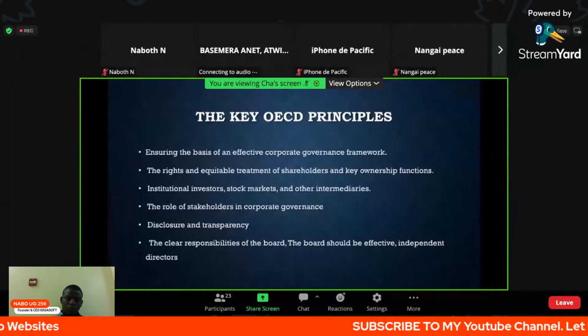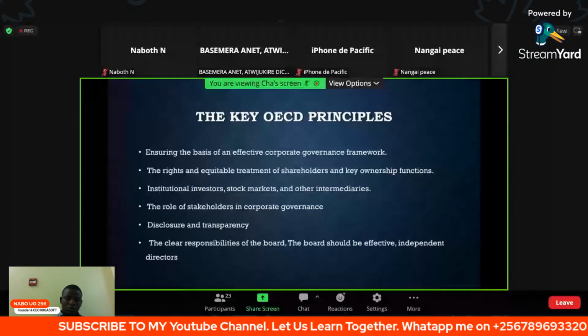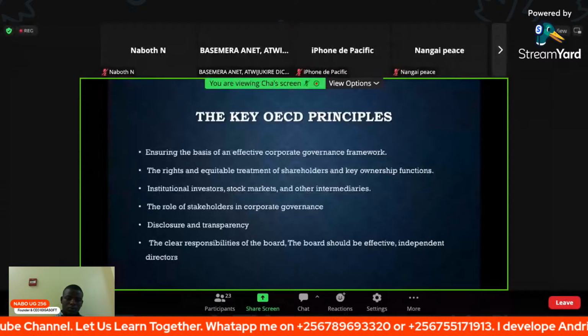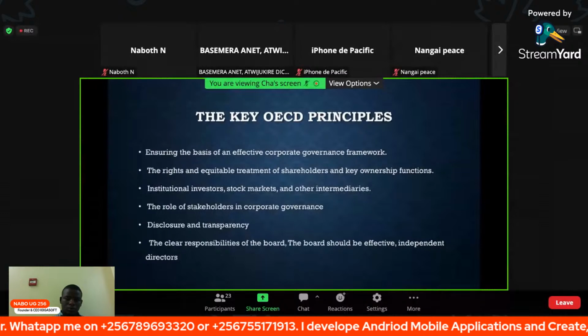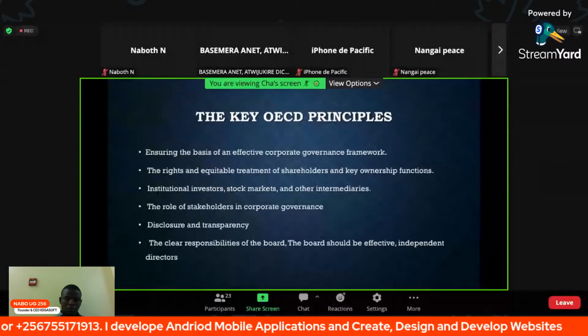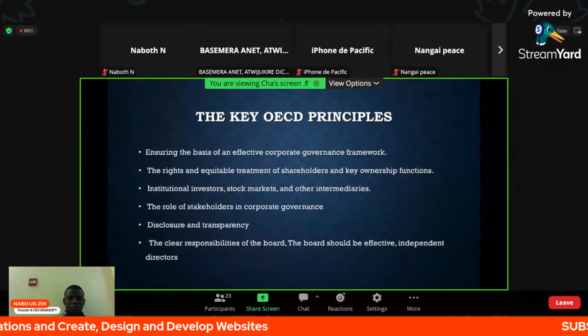Another one is the rights and equitable treatment of shareholders and key ownership functions. So here Umeme has to keep fair treatment of the shareholders, which include the customers, government, suppliers, financing agencies, partners, stakeholders, among others. So as an organization, it has to treat them equally.